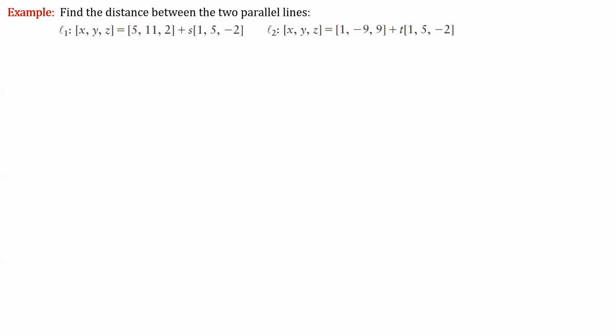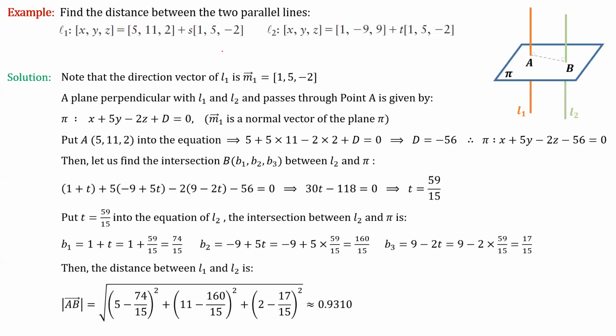All right, have you finished? Let's have a look at the solution together. Okay, note that the direction vector of L1 is M1, whose components are 1, 5, -2, right? Which is actually the direction vector of L2. Then a plane perpendicular to L1 and L2 and passing through point A, which is on L1, is given by this equation, x plus 5y minus 2z plus d equals 0.